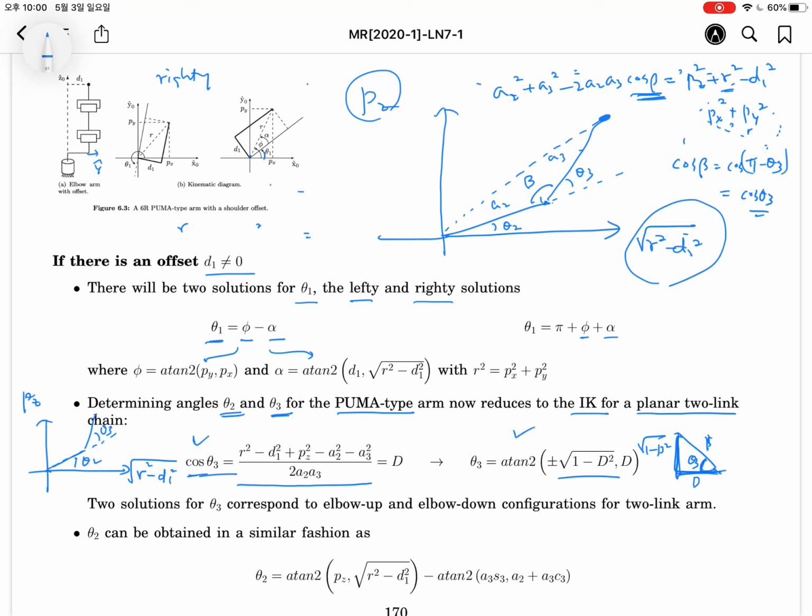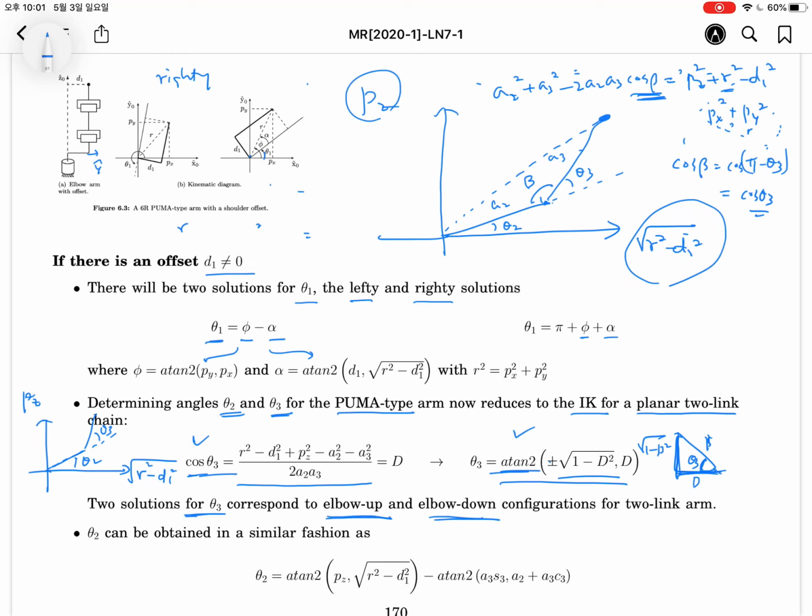Two solutions for theta 3 correspond to elbow up and elbow down. So whether we choose the plus or minus will depend on the computation. They are called elbow up and elbow down. On the other hand, theta 2 can be obtained.